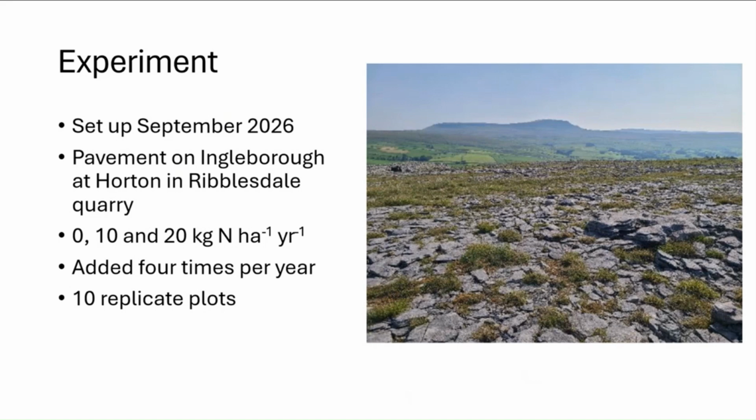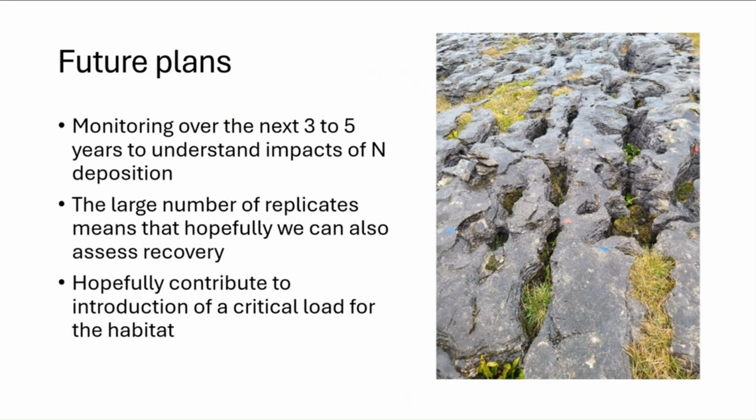We have small plots, with lots of replicates because we've got highly variable habitat, and we're adding nitrogen onto those four times a year to see what happens. You can see what our plots look like. They're just little squares marked with spray paint, and we're looking at the vegetation in the grikes. The hope is that we can keep monitoring those over the next 3 to 5 years.